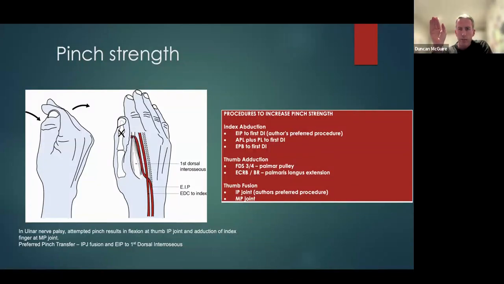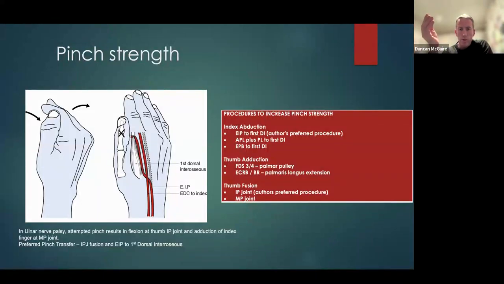and then the patients can actually battle. If it's a bit tight, you kind of have to set it up fairly tight to allow them to pinch. But then in the resting position, that web space is closed, and they can actually struggle to get the thumb out. So it's definitely not something we do.